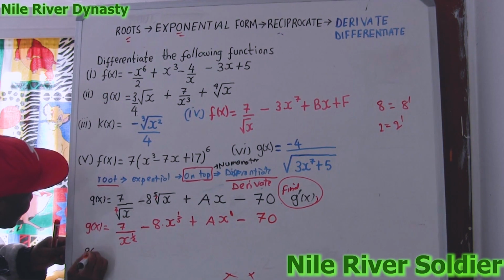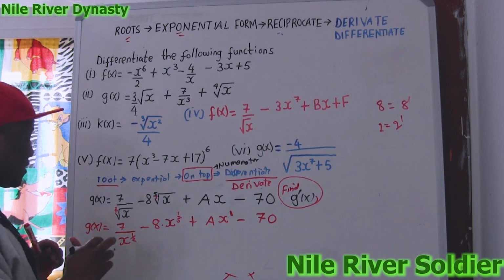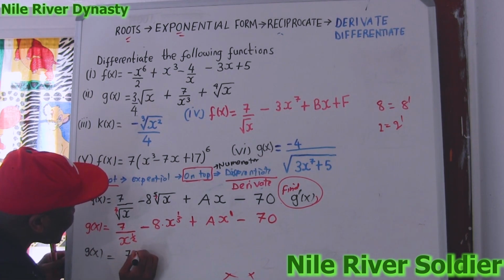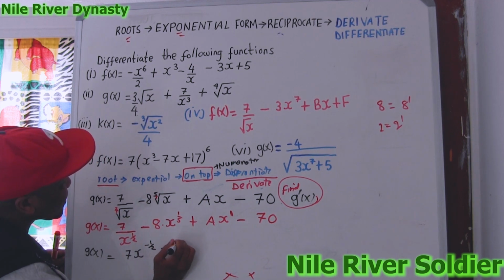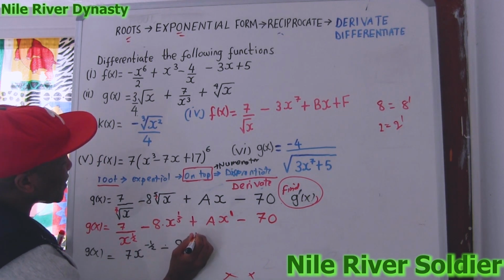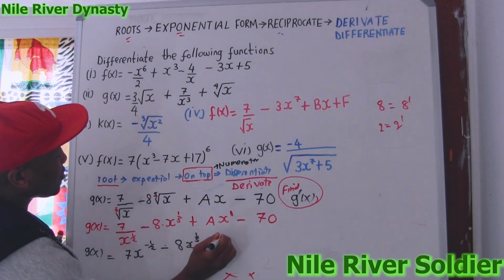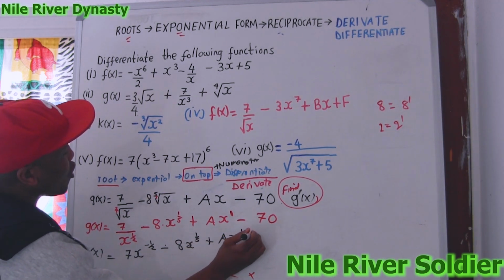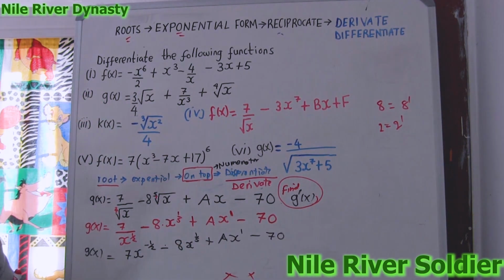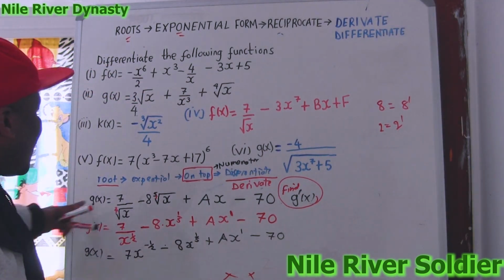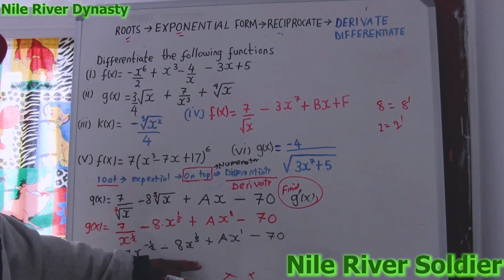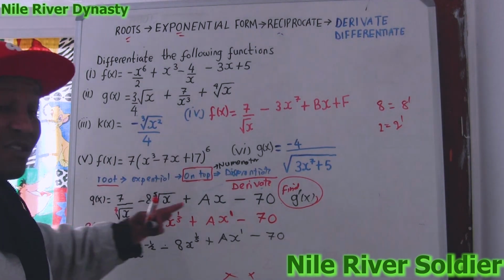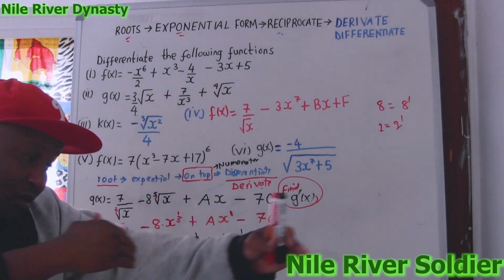So this is going to become g of x. We haven't yet started to differentiate. So this is equal to 7 x to the negative a half, minus 8 x to the 1 over 5, plus a x to the 1, minus 7. Remember, these steps must go together, everything in power form. Don't jump, like, let me differentiate this group and leave this. No, you'll be in trouble. Do everything, all the steps must go together.